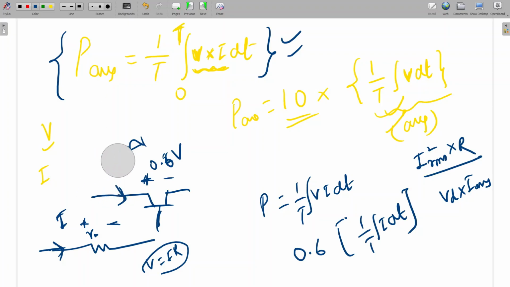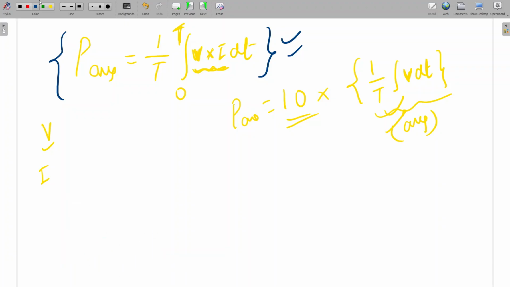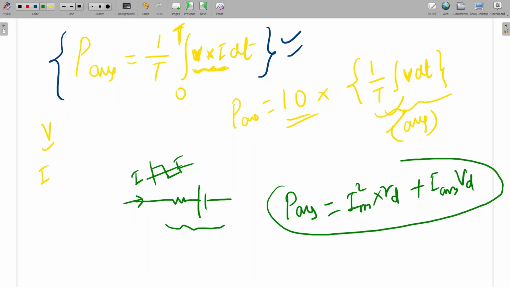So overall for a device, there will be questions like this. Let's say some resistance and some device drop are there, and some I waveform flows, say a square wave. They will ask for the total average power. The total average power through device loss will be I RMS square into R device plus I average into V device. For the resistance we take RMS, and for the device drop we take the average. Why we take that, I have already explained. Is it clear?